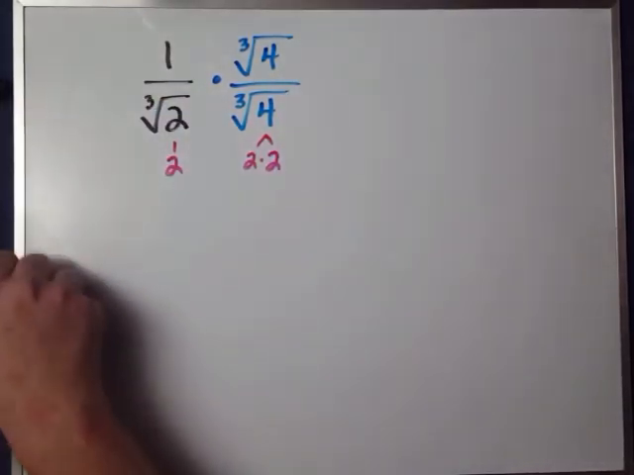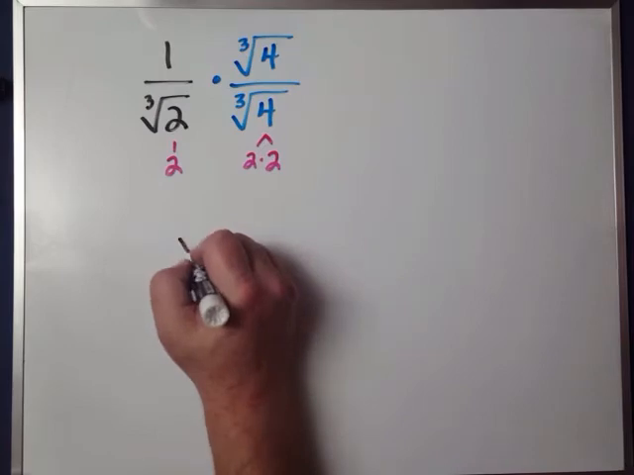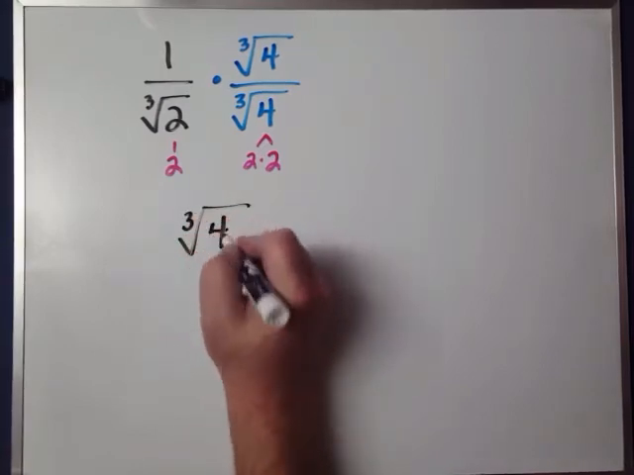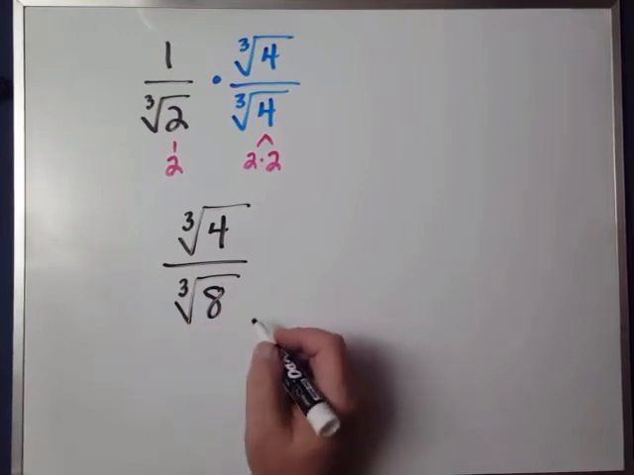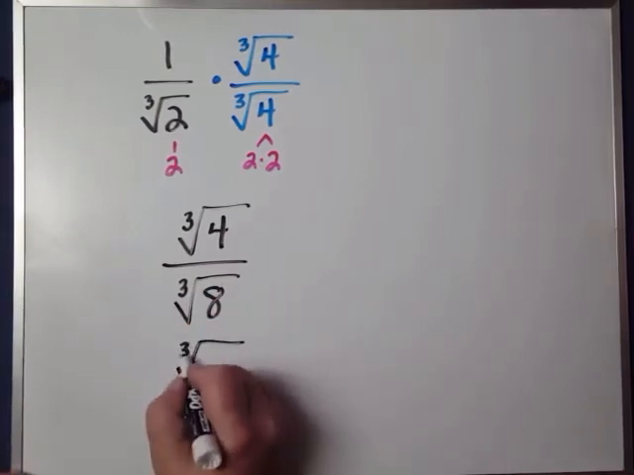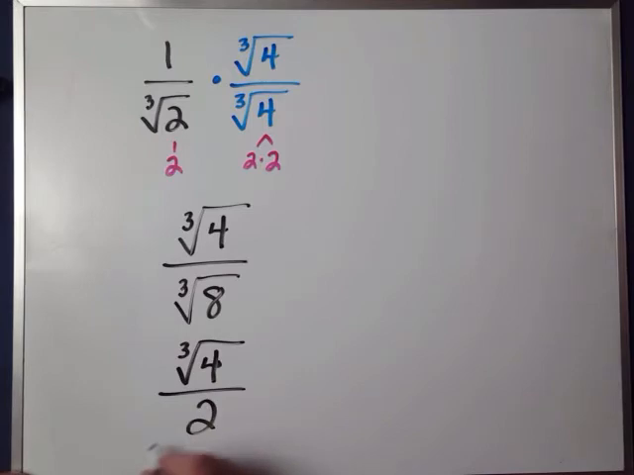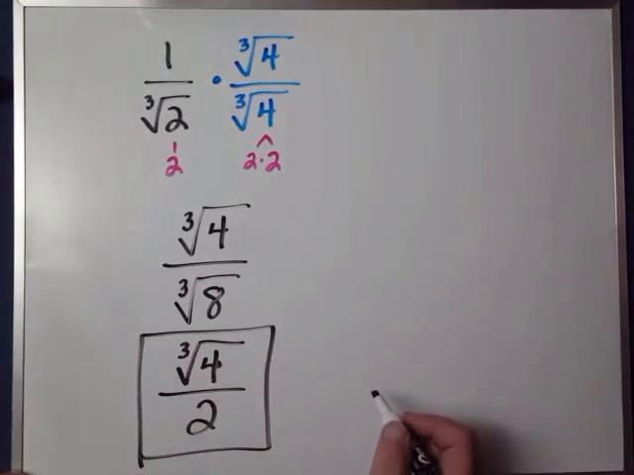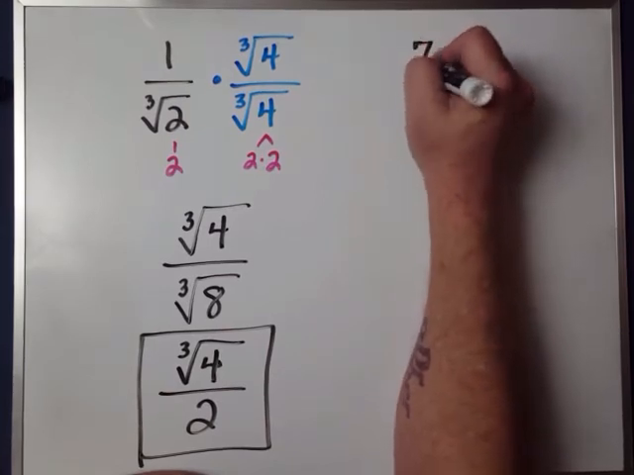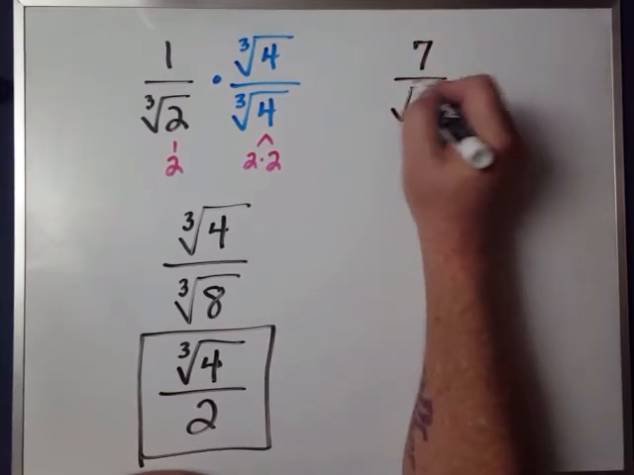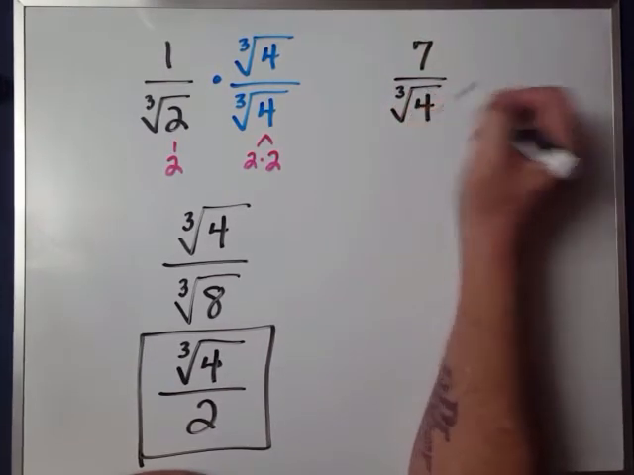Now I get cube root of 4 in the top over, that's the cube root of 8, and the cube root of 8 is 2. Cube root of 4 over 2. And so that's rationalized. Let's consider another problem. How about 7 over the cube root of 4?